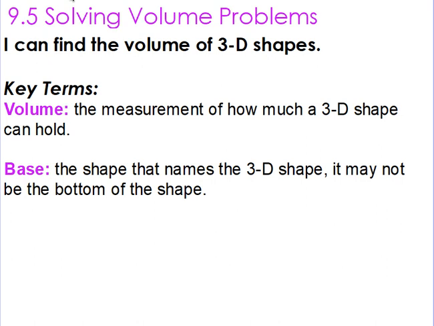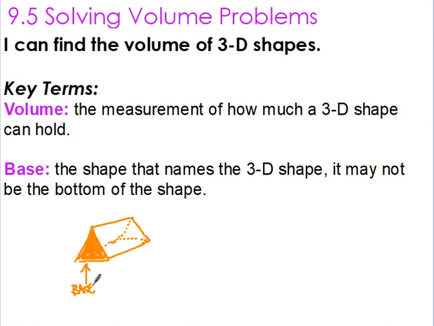The base is another key term. That's the shape that names the 3D shape. So it's not necessarily the bottom. That's important to know. So if I were to talk about a triangular prism, let's see how good I am at drawing these. That's not too bad, right? So there's a triangular prism, and then here it is in the background. I'm doing the dotted lines for what's in the background that we can't necessarily see. The base is not the bottom, because that bottom shape is a rectangle. For a triangular prism, the base is the shape that names the 3D shape. So this triangle right here is the base of this prism. That is super important to know.